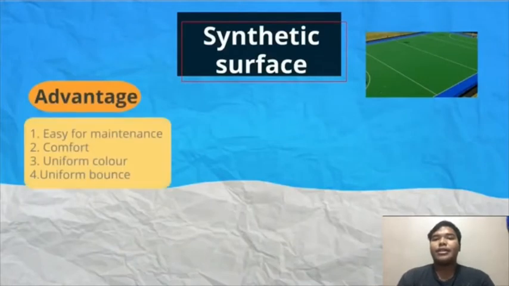Okay, next is synthetic surface. Advantages of synthetic surface: first, easy maintenance. Second, comfort. Third, uniform color. Fourth, uniform bounce. As you can see in field hockey, when the athlete hits the ball, you can see the uniform bounce of the ball to the other player.